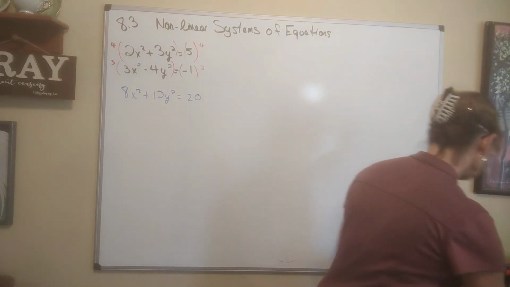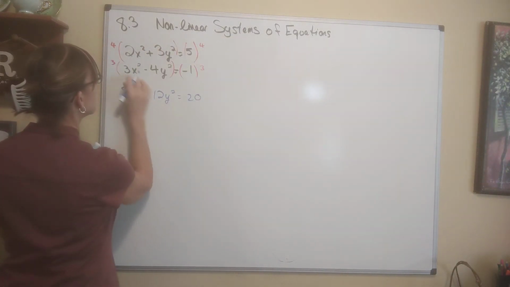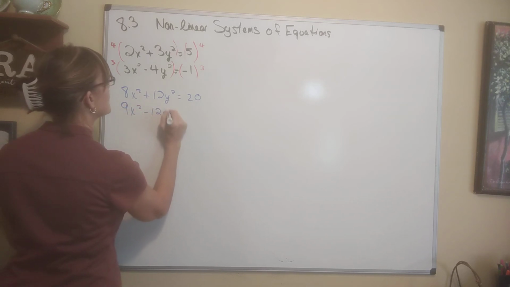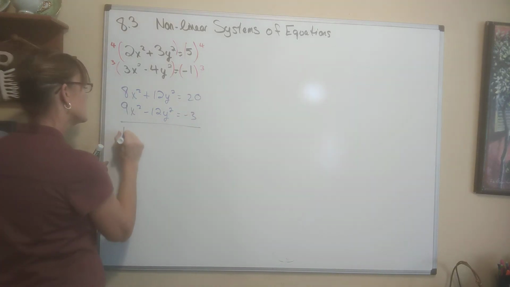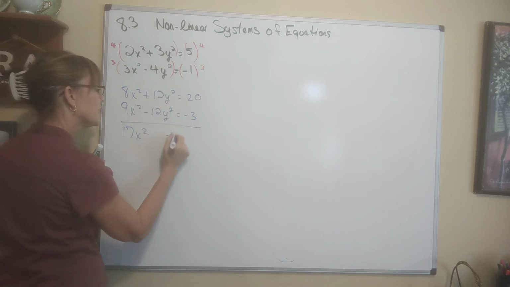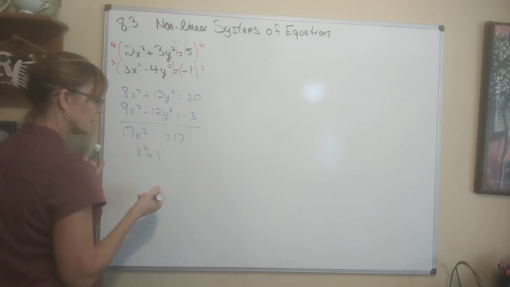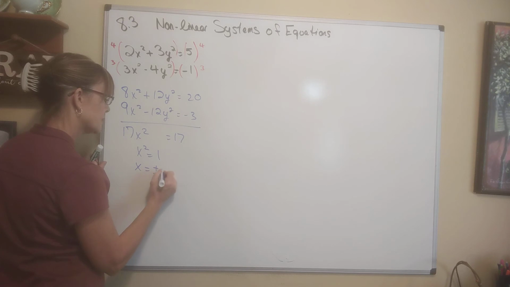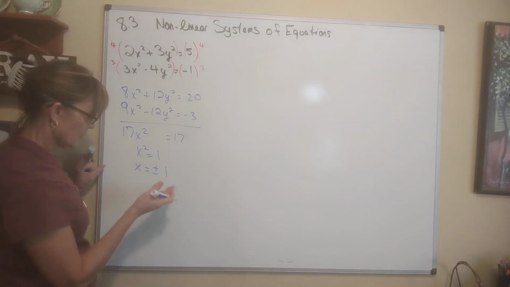So then this becomes 8x squared plus 12y squared is 20, and then down here we get 9x squared minus 12y squared is -3. So we'll add 8 plus 9 is a 17x squared. This plus this is 0. 20 minus 3 is 17. So we get x squared is equal to 1 when we divide both sides by 17 and take the square root of both sides. We get x is plus or minus 1. X is equal to plus or minus the square root of 1, which is plus or minus 1.